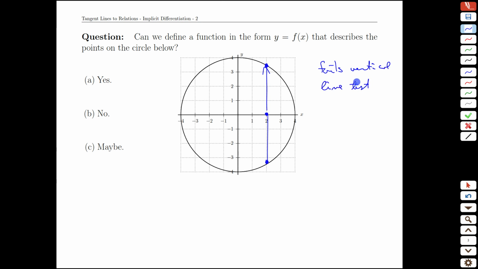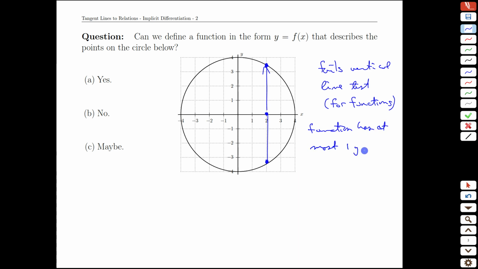and that vertical line test is for functions. Or another way to say this is a function has at most one y value for each x. When we pick some x values here, we get two y values. That's a no-no for functions. So I guess technically we should put a check mark beside the no here. So this is a circle, and it cannot be described using a formula like y equals f of x.